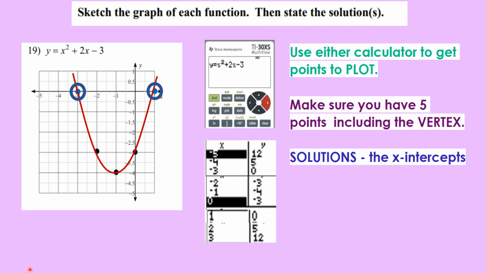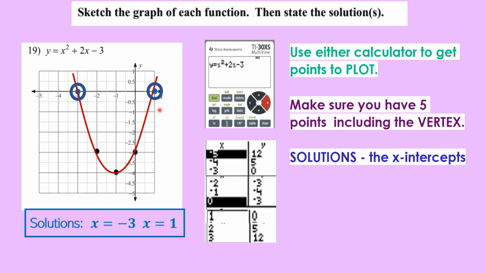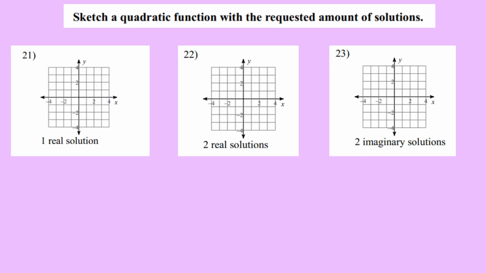The solutions are where the graph crosses the x-axis. Well, there are the 2 points. We have 2 solutions, one of them at x equaling -3 and another at x equaling +1. So this graph has 2 solutions. You actually can also see them from the table, -3, 0 and 1, 0. If your y values are 0, then you're going to get solutions, your x-intercepts.